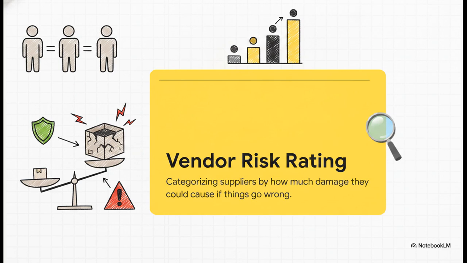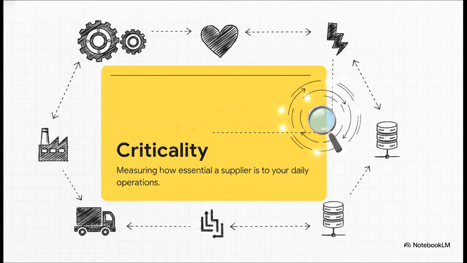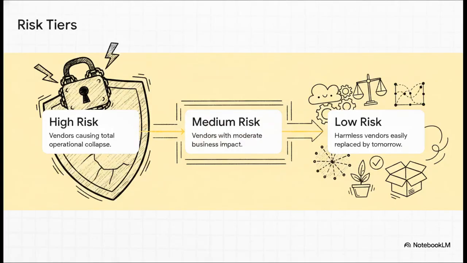Vendor risk rating categorizes suppliers by the damage they could cause. Criticality measures how absolutely essential they are to keeping your daily operations running smoothly. You can't interrogate everyone. You've got to tier your vendors into high, medium, and low-risk buckets.